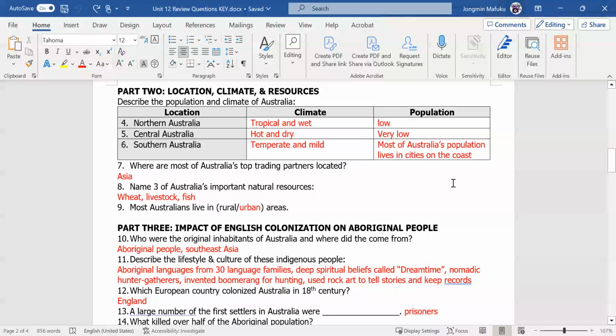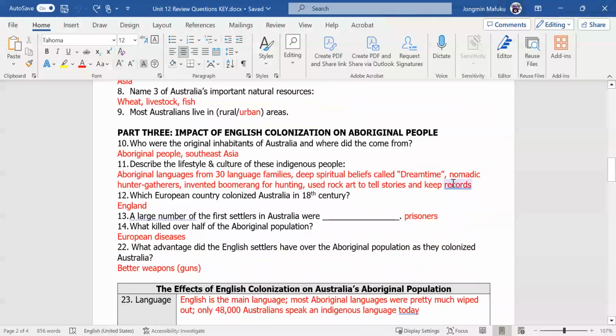Oh, by the way, the secret code. The first two letters of the secret code is SU. Let's go ahead and move.